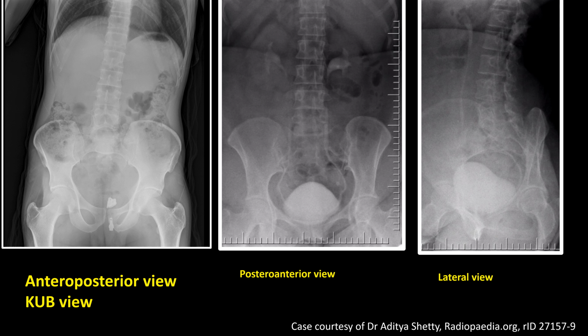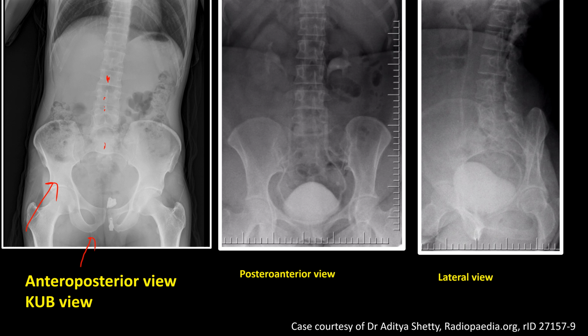Here we can see three different images. In the first image, we can identify the posterior structures better. Like we can easily see the spinous processes of the vertebrae. We can easily identify the posterior superior iliac spine as well. So this is the anteroposterior view. When the posterior structures are well visible, it is known as the anteroposterior view. This is also known as the KUB view because it is used to image the kidney, ureter, and urinary bladder.